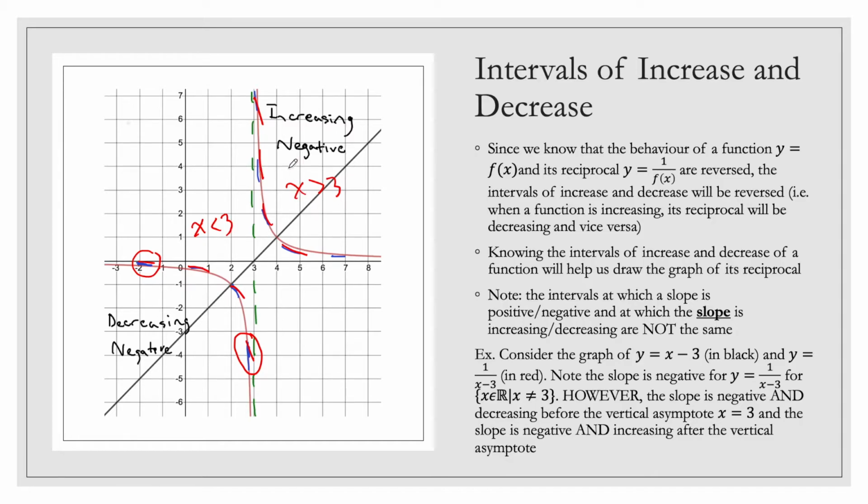However, when x is greater than 3, on the right side of the vertical asymptote, we can see here that the slope is still negative, but the slope is actually increasing. So to verify this, we can look at the slope of this tangent line here. We can see that the slope of this tangent line would be a large negative number, but then it goes towards a smaller negative number, which means that it is increasing. In summary, while the slope is negative for all x in the domain except for 3, we can see that it is a decreasing negative slope when x is less than 3, and it is an increasing negative slope when x is greater than 3.